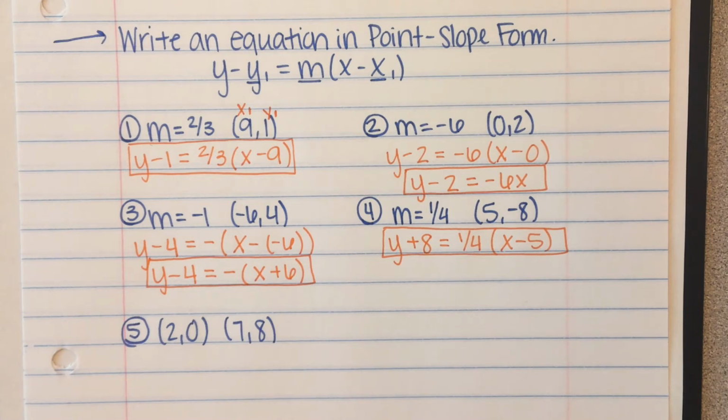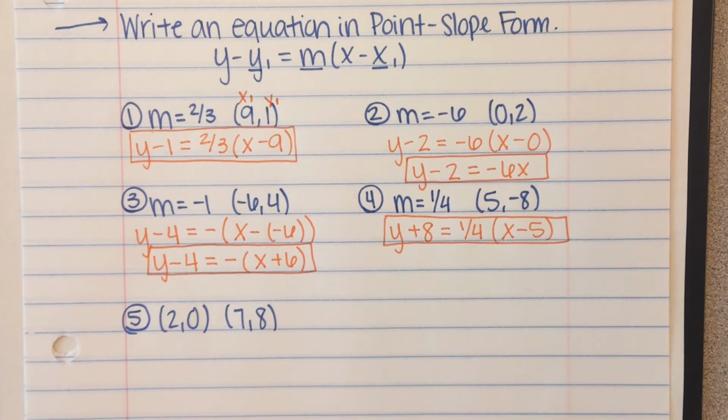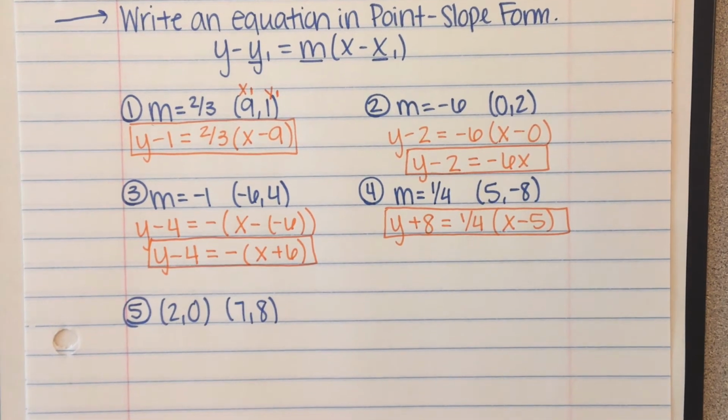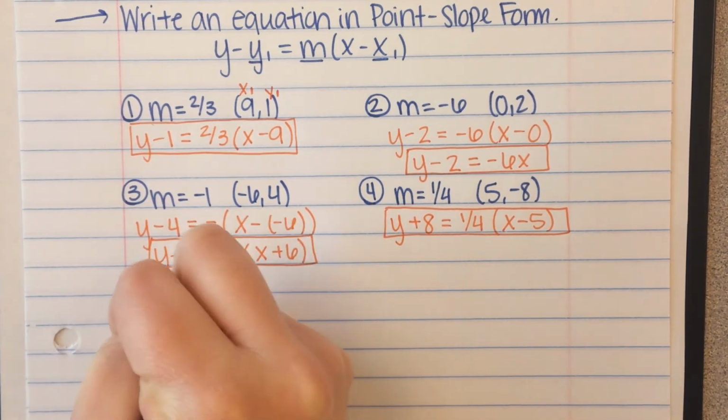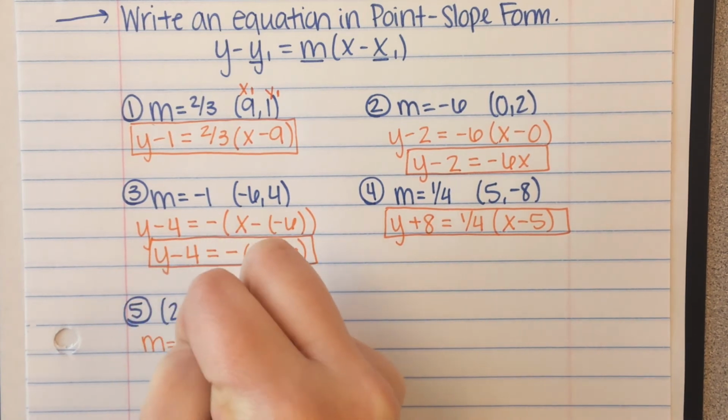Our next type of problem is just a little bit different. We're still writing an equation in point-slope form, but this time we're only given 2 ordered pairs. So what do I need to do first? Find the slope. So m equals y2 minus y1 over x2 minus x1.